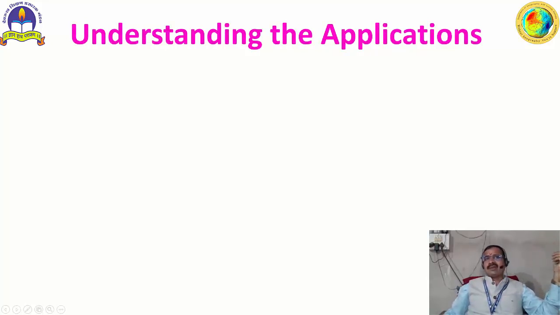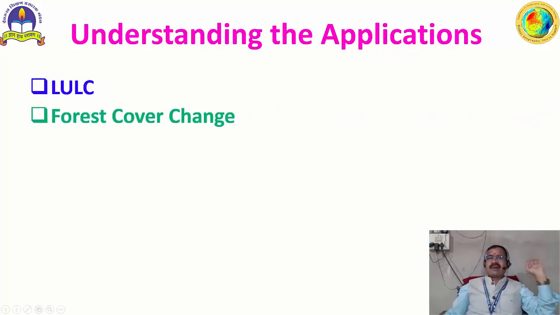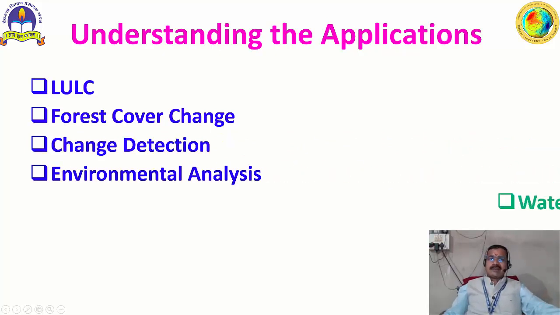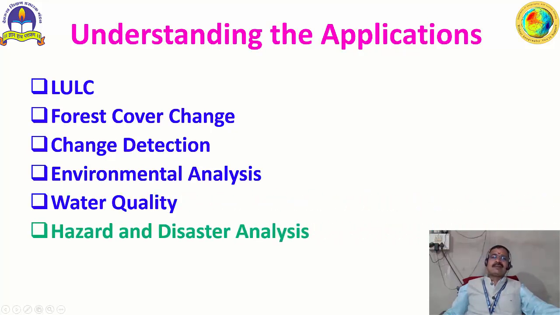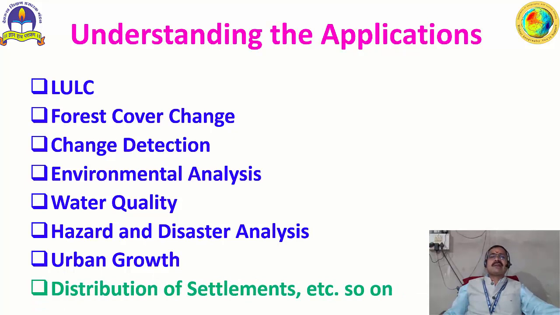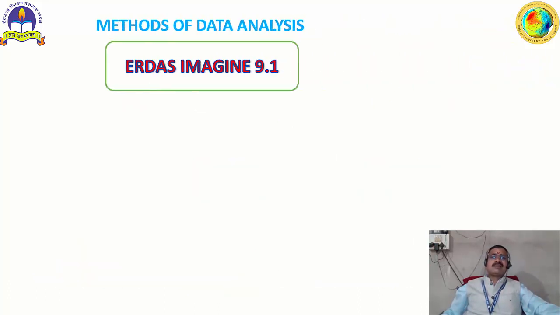There are various applications of digital image classification. One is land use and land cover change analysis, land use and land cover change detection. Another one is forest cover change detection studies, environmental analysis, water quality, hazard and disaster analysis, urban growth analysis, distribution of settlements, and so on. There are n number of applications of digital image classification. Now I will focus on an example of forest cover change. I hope that this may be helpful to you.